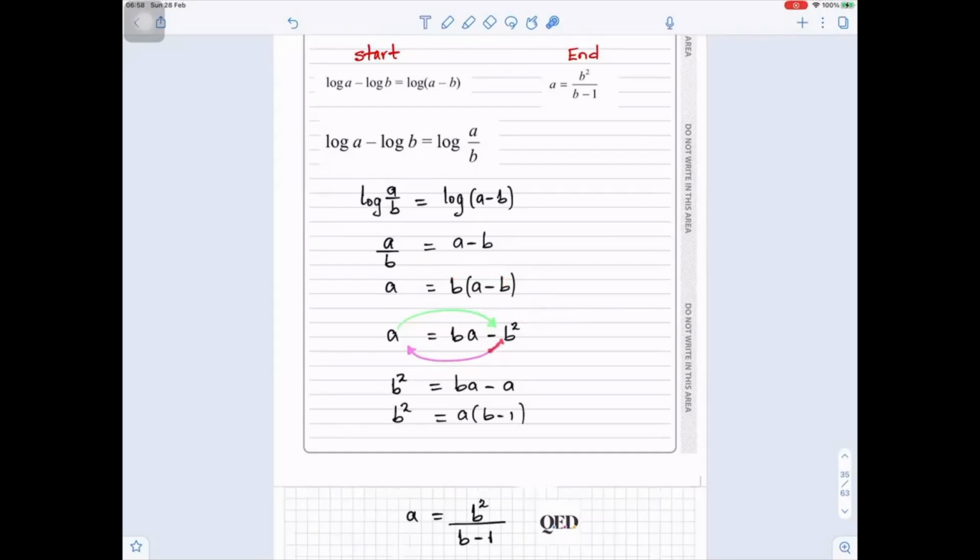Now minus B squared goes to the left. It becomes plus B squared. And A goes to the right. It becomes minus A. You factorize. A will come out of the bracket, and you're left with B minus 1. So that means A is equal to B squared divided by B minus 1. QED. Quod erat demonstrandum, as required to show.